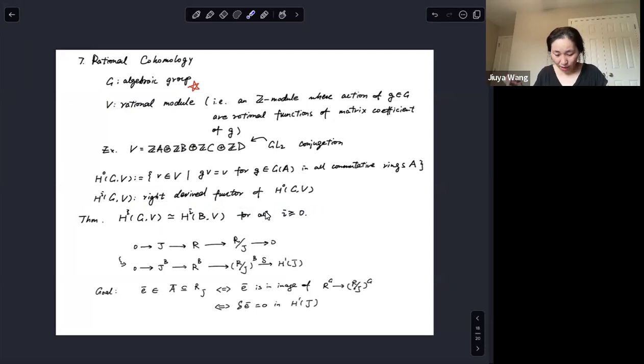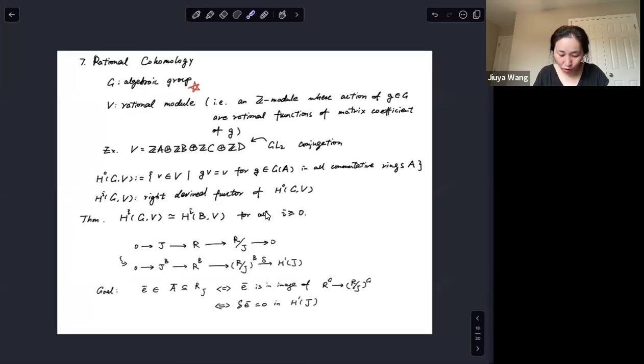So, okay, sorry, here I should really say that all this is really GL2, and this is a Borel. I really mean the specific case. So now what we can do is just use the B cohomology to study our element E bar. Remember that our goal is to show that E bar is contained in A bar.